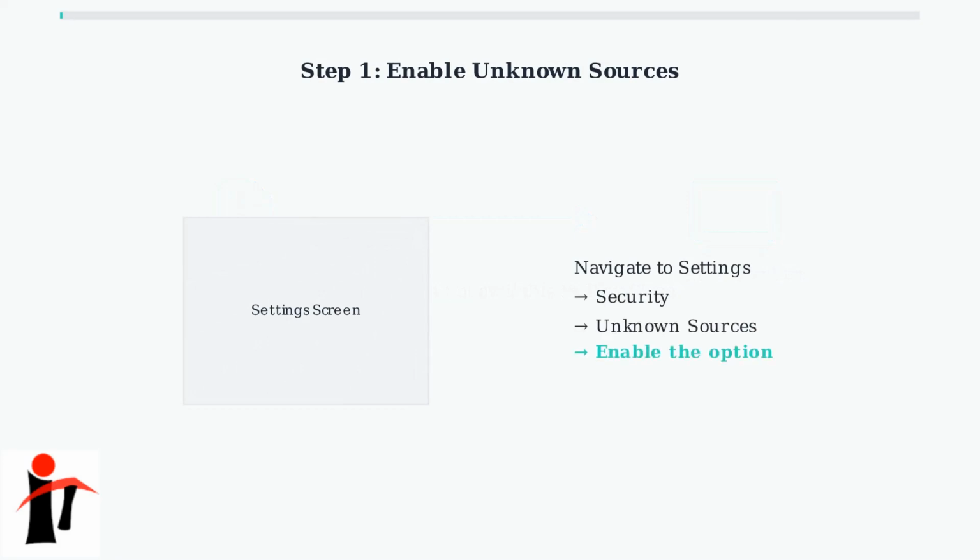First, you need to enable unknown sources in your device settings. Navigate to Settings, then Security, and toggle on the Unknown Sources option. This allows installation of apps from sources other than the Play Store.